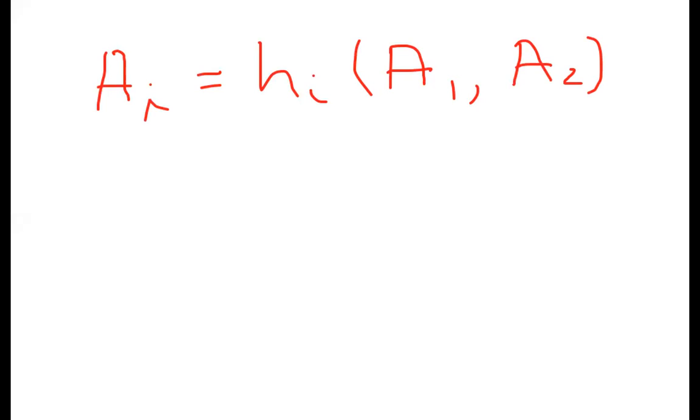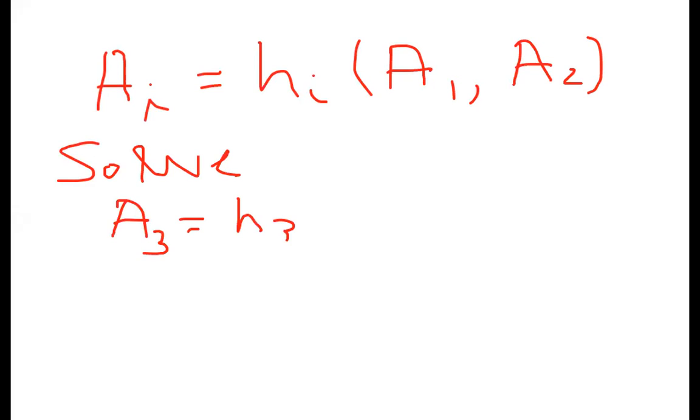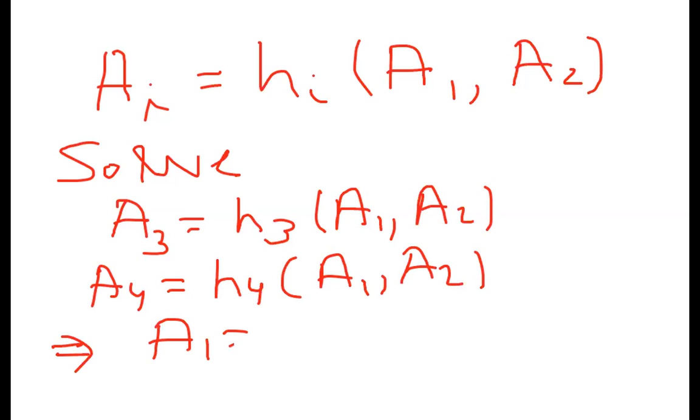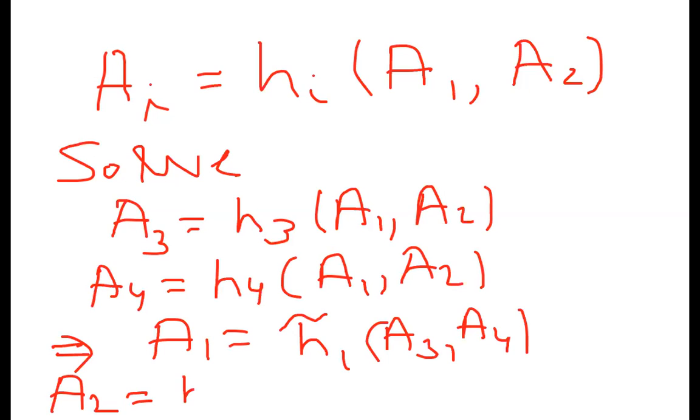What you will do is that you will solve A3 equal to H3 of A1, A2 and A4 as H4 of A1, A2. So these equations will solve to get A1 as, let me call this H1 tilde of A3, A4 and A2 as H2 tilde of A3, A4. Okay, these are just by solving these equations. Okay, two equations in two variables. So you invert them to write A1 and A2 in terms of A3 and A4. Is this clear so far?